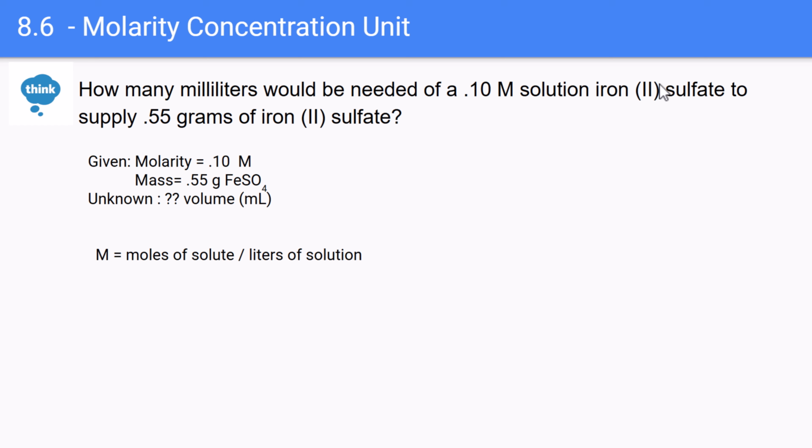But we're given grams. Well, remember that we can convert between grams and moles. We do that by finding the molar mass that's found on the periodic table, so 0.55 grams of iron sulfate. We're going to divide that by the molar mass. Again, make sure you follow your units. Whatever unit is on top of the first step goes on the bottom of the next step, and so on. And what we end up with is 0.0036 moles of FeSO4.